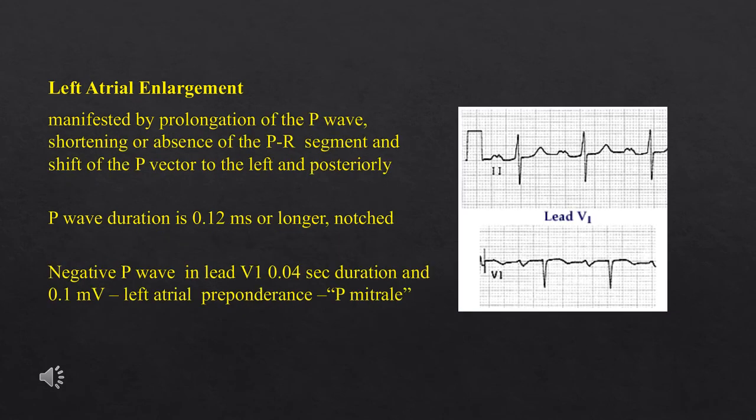Left atrial enlargement is manifested by prolongation of the P wave, shortening or absence of the PR segment, and shift of the P vector to the left and posteriorly. P wave duration is 0.12 seconds or longer, and it is also known as P mitrale.